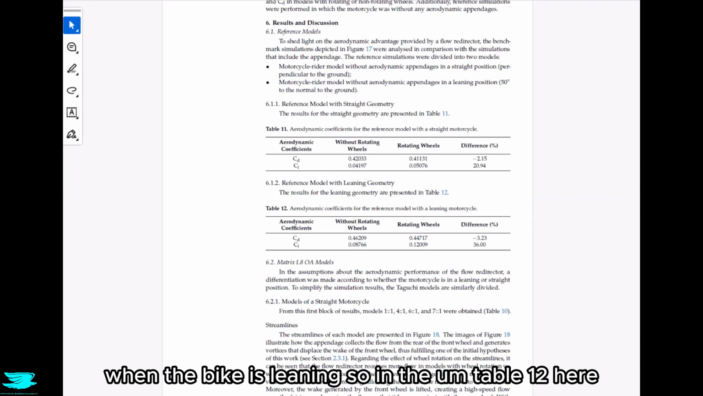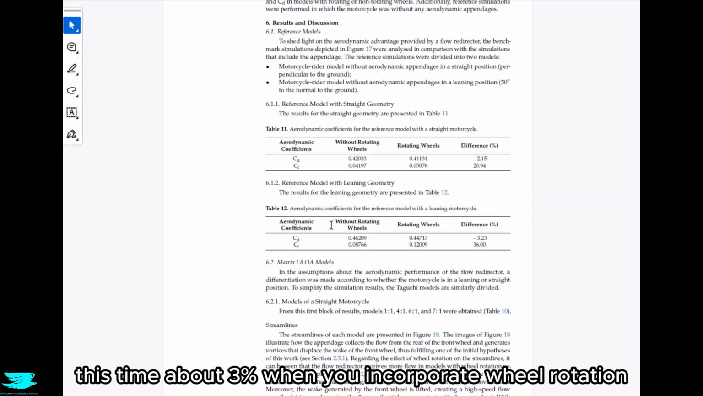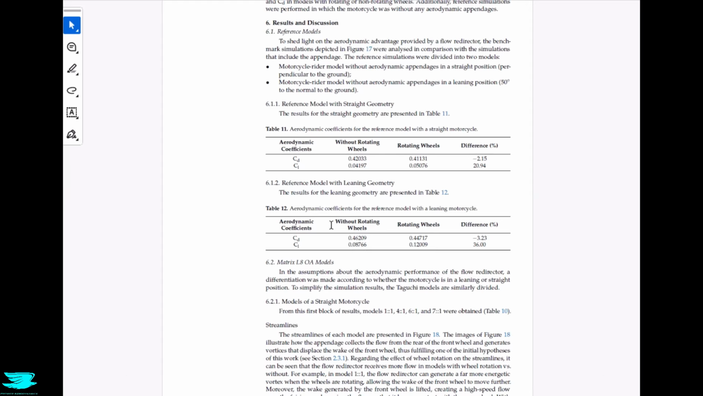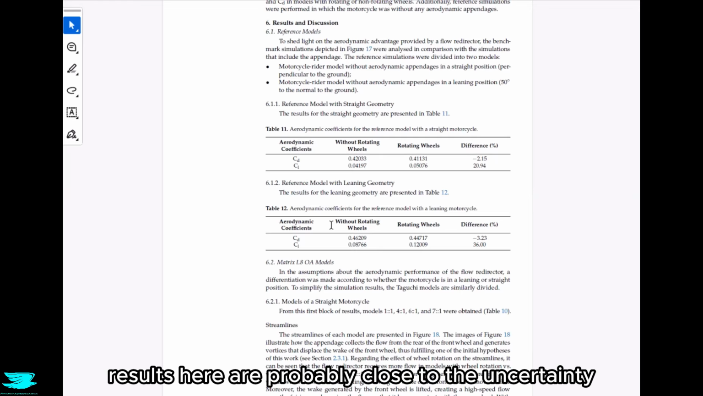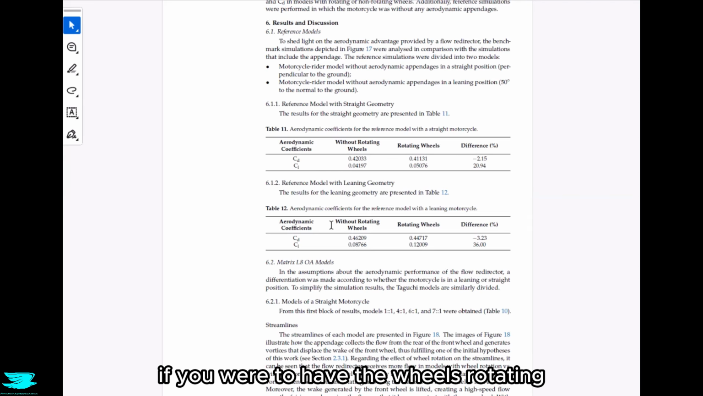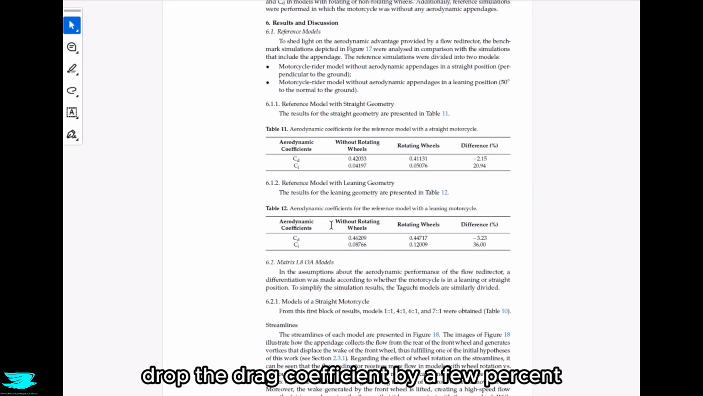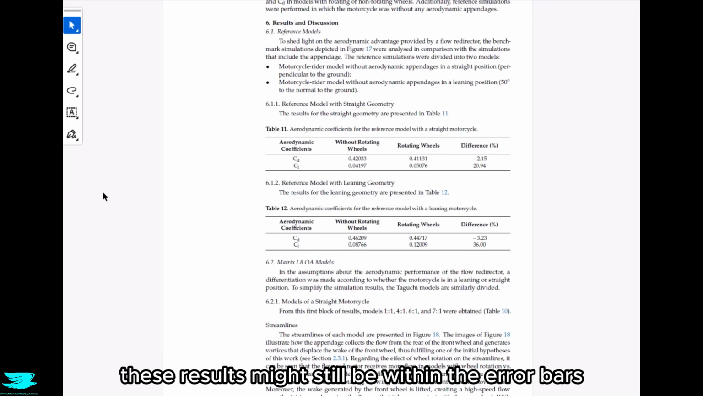When the bike is leaning, in table 12 here, the drag coefficient again drops a little, this time about 3% when you incorporate wheel rotation. And it's tempting to say now that, okay, we saw when the bike was upright compared to leaning over, the differences were very similar and in the same direction, so maybe that's a trend. But again, the CFD results here are probably close to the uncertainty, so I'm not sure that we could really conclude that if you were to have the wheels rotating, then you would drop the drag coefficient by a few percent. I think we can't quite conclude that just here. These results might still be within the error bars.